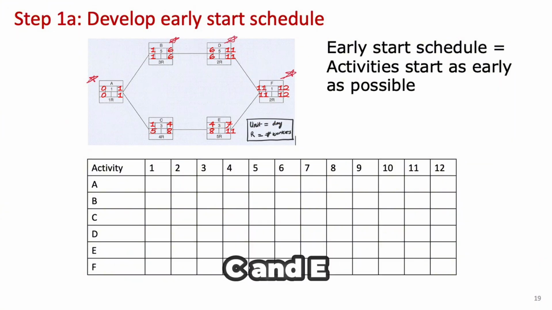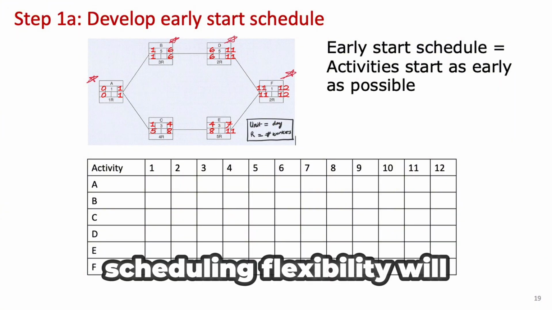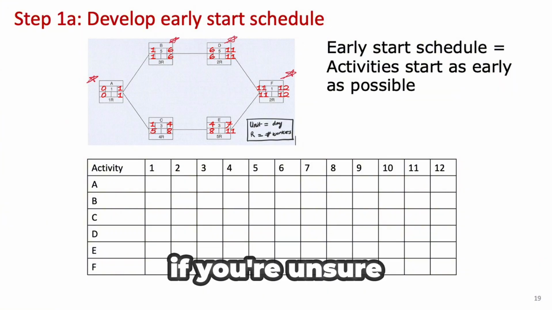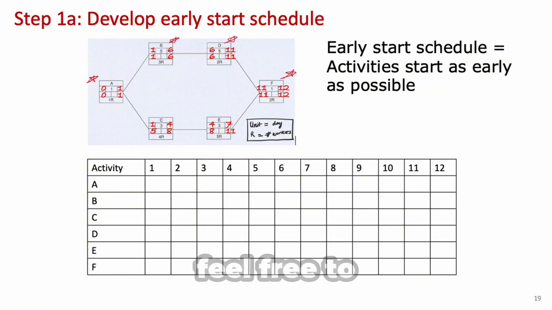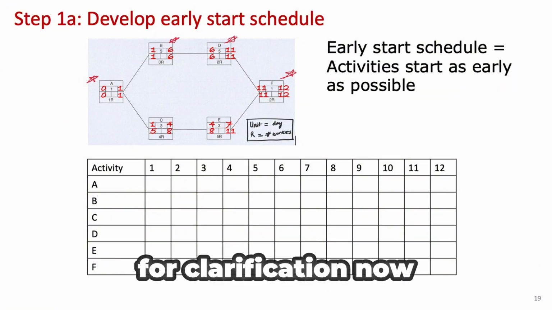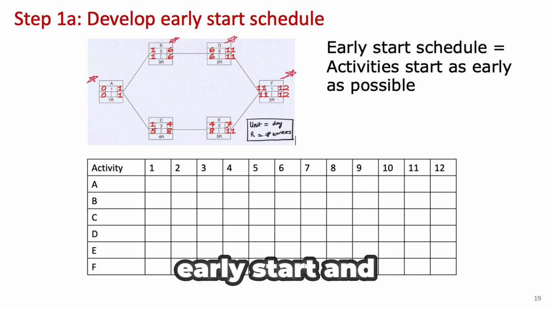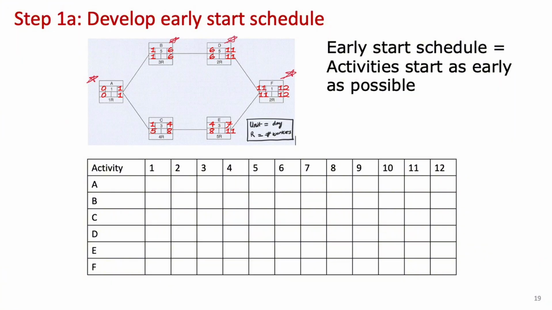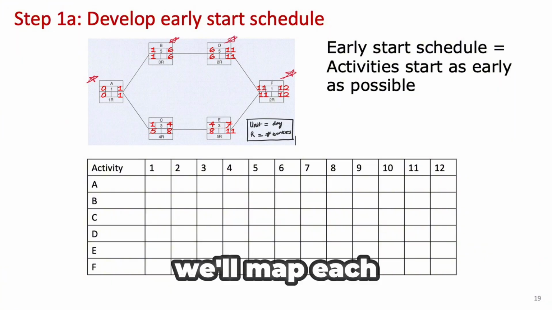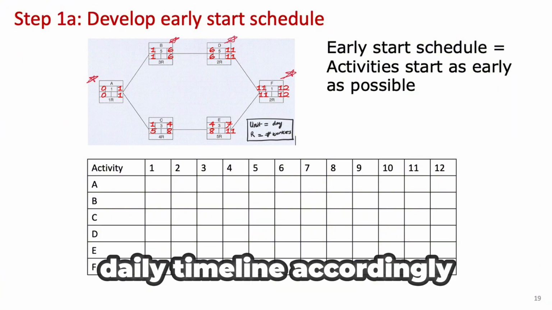Non-critical activities, C and E, which have some scheduling flexibility, will be shown in blue. If you're unsure about how to find critical activities, feel free to refer back to a previous video for clarification. Now, we begin by placing each activity on the timeline according to its early start and early finish times. Since time is measured in days, we'll map each activity to a daily timeline accordingly.